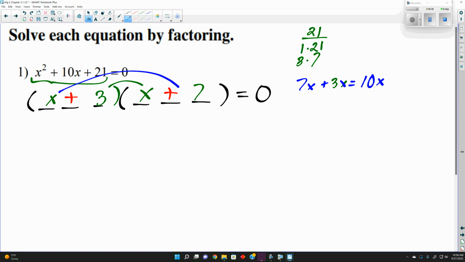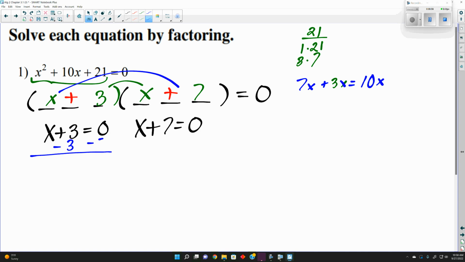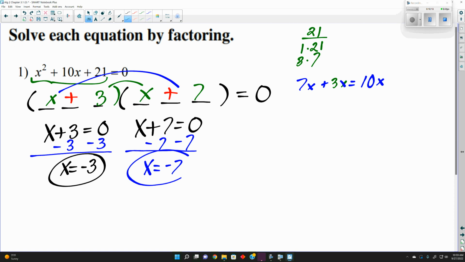Now that we factored it, we do have two things multiplied together that equal 0. So it's telling us that either x plus 3 is equal to 0 or x plus 7 is equal to 0. So here we can subtract 3 from both sides, telling us x is equal to negative 3. Here we can subtract 7 from both sides, telling us x is equal to negative 7. And both of these here are the correct answer.